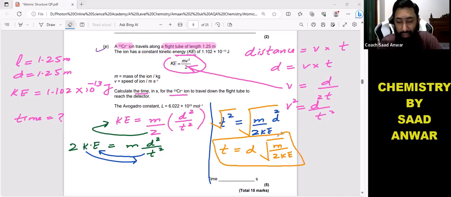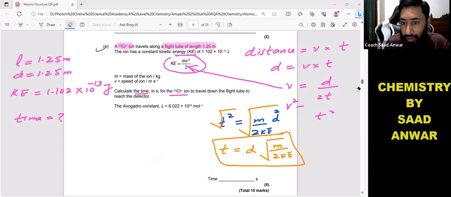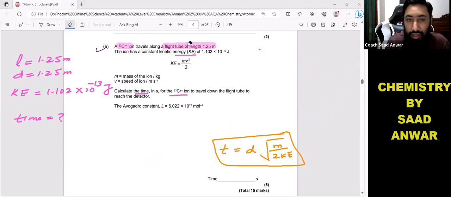Now you can take a screenshot, or it would be even better if you write it down in your notebook. I'm going to erase a few things from here so that I can get some space. This is the formula which I have to use. In that formula you can see kinetic energy is given, distance is given, but one problem: mass is not given. So I have to find the mass of the ion in kilograms.